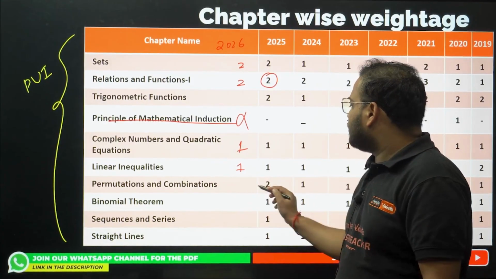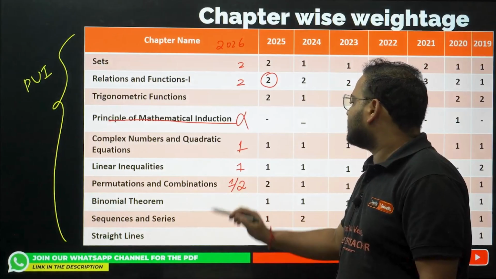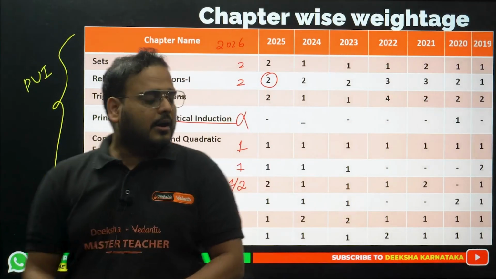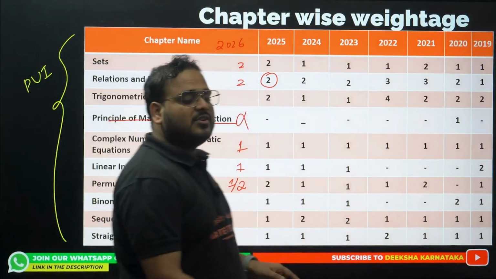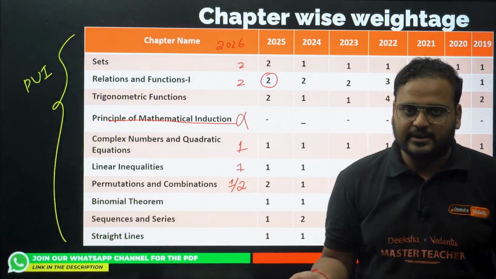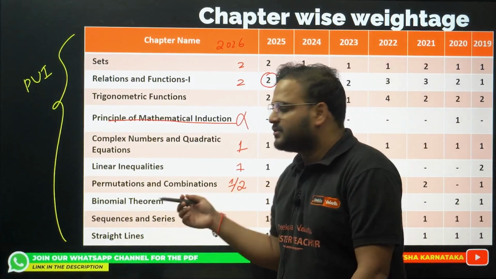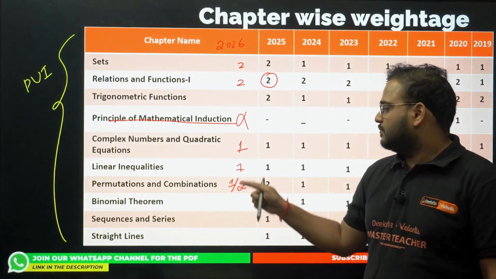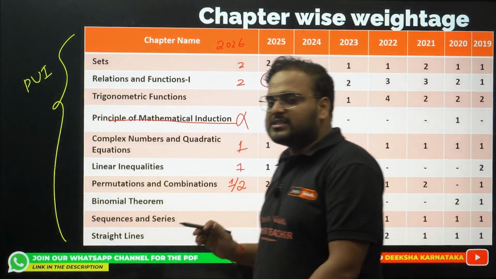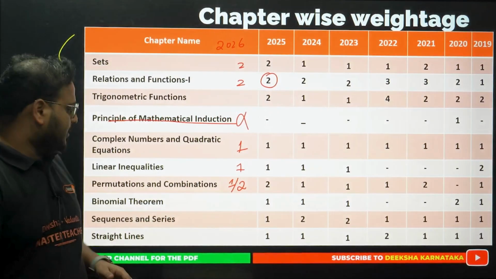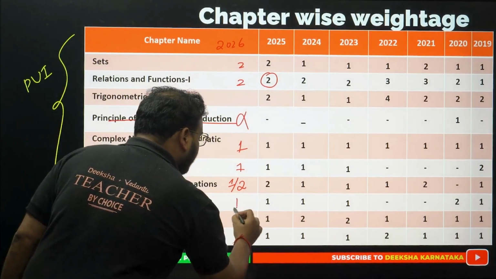Moving on, PNC: there were 2 questions. This year also 1 or 2 questions can be expected. There was 1 question based on the properties of permutation, and the other question was more on the conceptual side. We didn't use any formula, but the concept was used to solve it. If you've seen the previous year paper, you'll know. For 2025, and other years as well, 1 question every year has been asked from permutation and combination. Moving to binomial theorem, 1 question comes almost every year, either 1 or none.